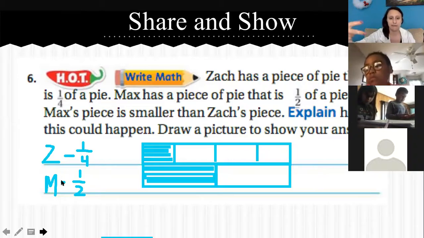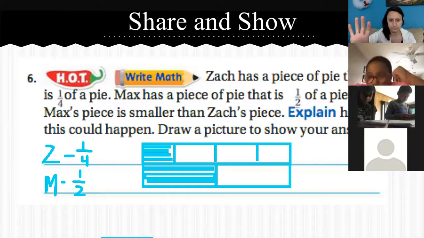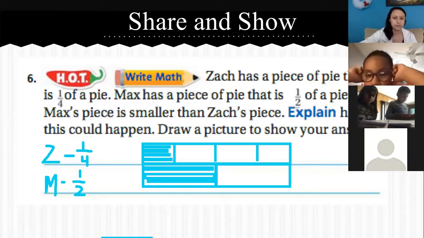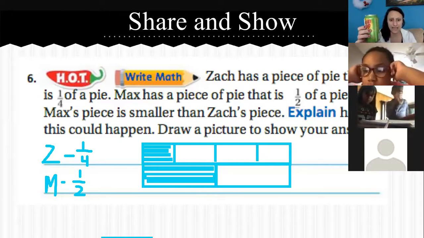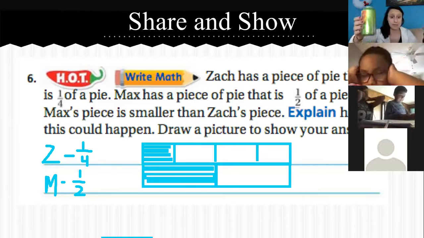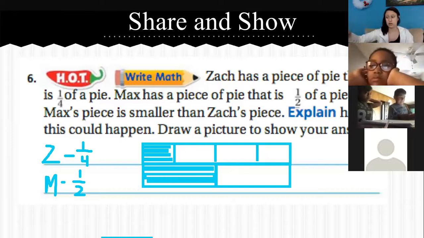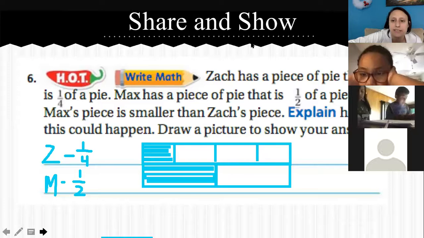So when you're comparing fractions, you've got to make sure that the whole that we're talking about is equal. Like, I can't compare me drinking half of a can of soda to half of a 2 liter of soda. Does that make sense? It's not going to be the same amount. Okay? All right. Let's erase this.